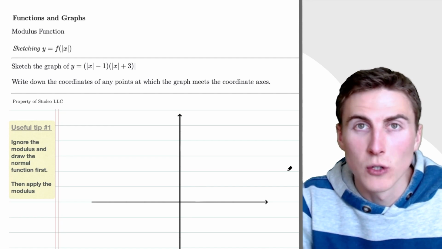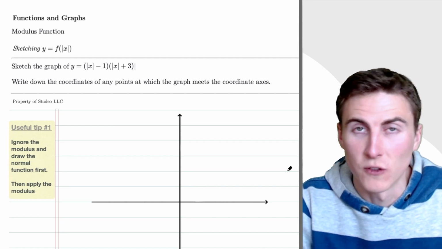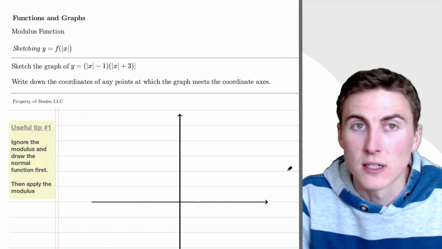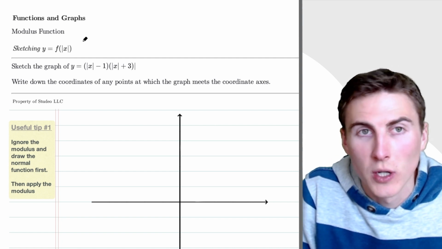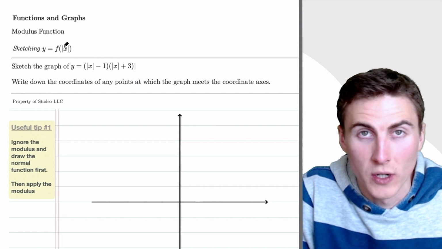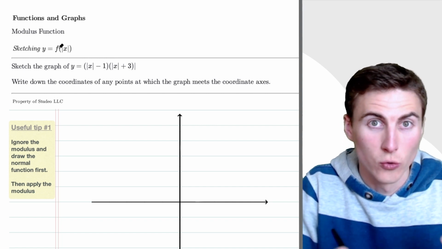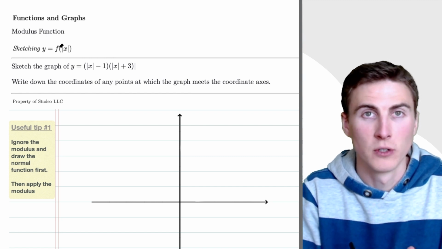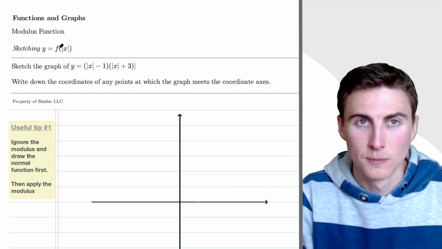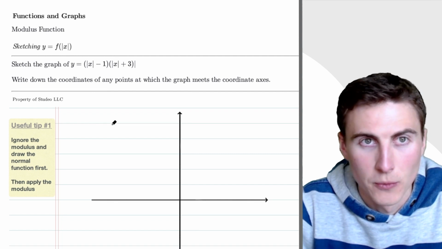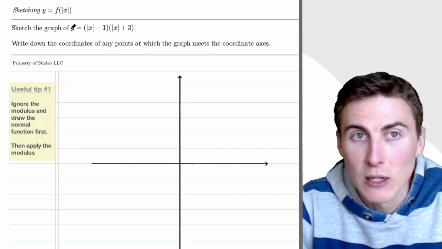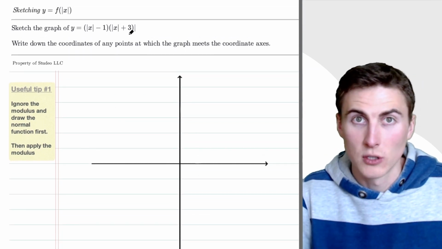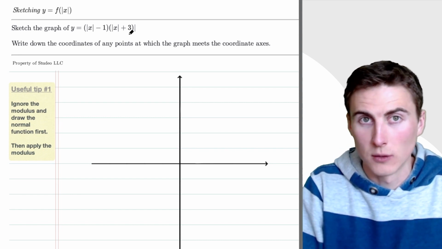Hello, so in this video we're looking at how to draw modulus functions again. The difference this time is that we're looking at how to do it when it's only the x which is within the modulus. So it's not that the entire function is within a modulus, but only the x value. And these ones you do a little bit differently. The basic idea is the same though. We still want to take what we're given, ignore the modulus, and just draw the normal graph first.